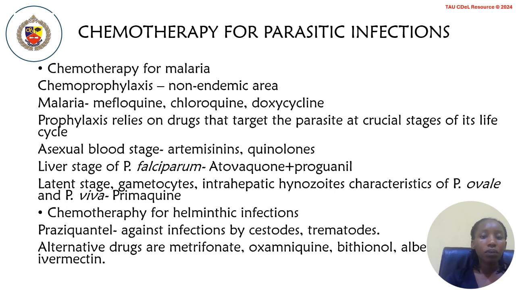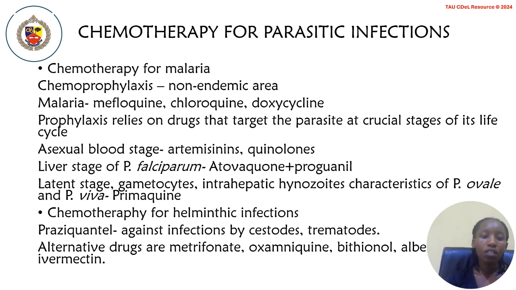When treating a parasitic infection, let's take for example malaria. We have some chemoprophylaxis which are majorly used for non-endemic areas. For a malaria patient, you can make use of mefloquine, chloroquine, or doxycycline. But you want to understand the fact that these drugs target the parasite at different stages of its life cycle.